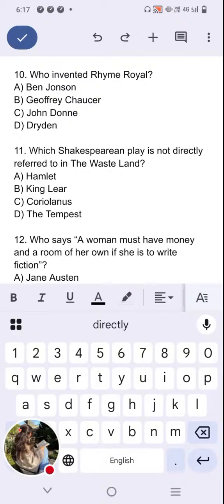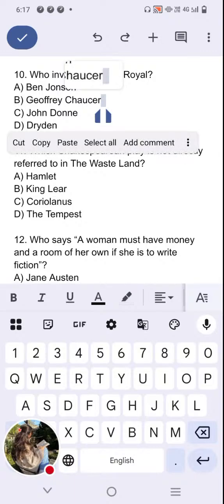He is known as the father of English poetry. This particular person who invented rhyme royale is known as the father of English poetry. There are several works that this person has written. A few of them are Book of the Duchess, House of Fame, Parliament of Fowls, The Canterbury Tales. It is option B, Geoffrey Chaucer.